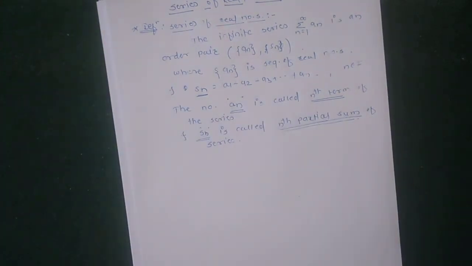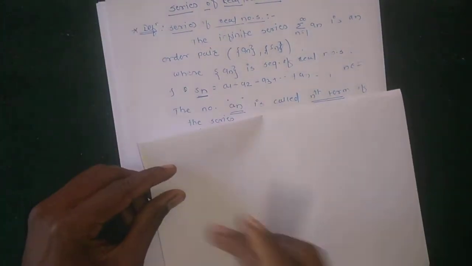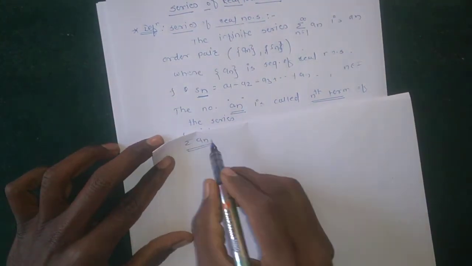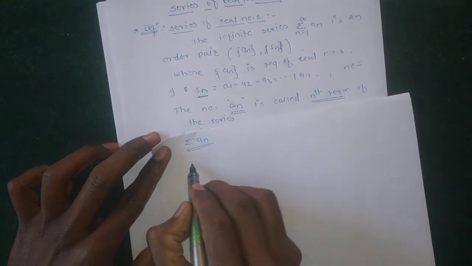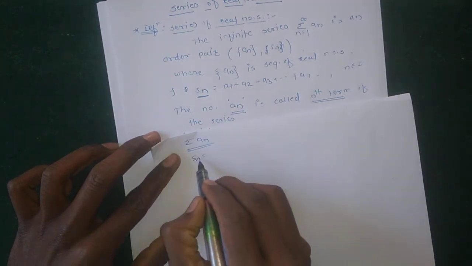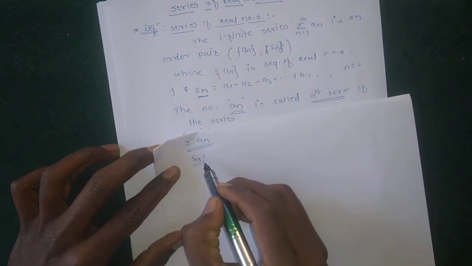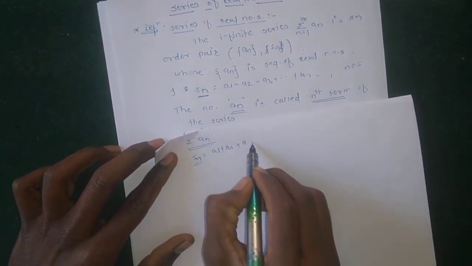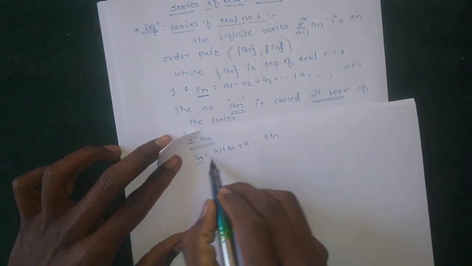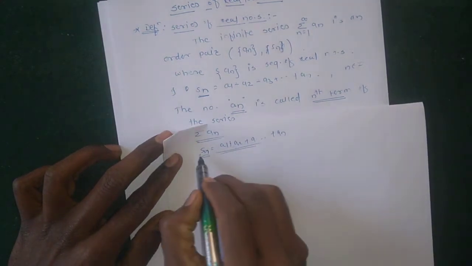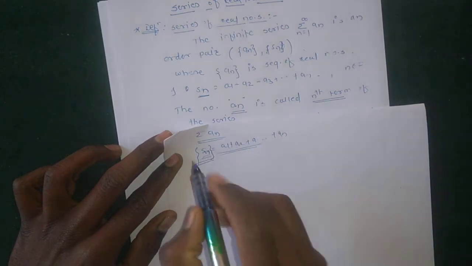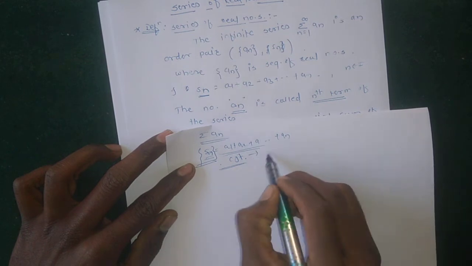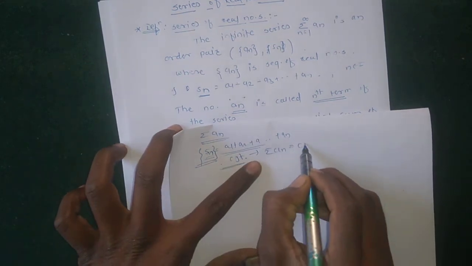Suppose a series is given. When this series is convergent, if the sequence Sn, which is a1 plus a2 plus up to an, the nth partial sum, is convergent, then the series An is also convergent.